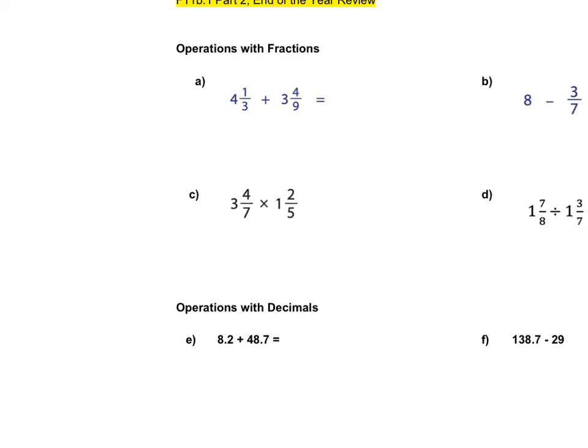Let's take a look at our classwork and check it. If I'm looking here, I know my common denominator is 9, so I'm going to rewrite it with that 9 there. And I get 4 3/9 plus 3 4/9. I don't have to make these improper. Here, I can just go ahead and add them, and I get 7 7/9.